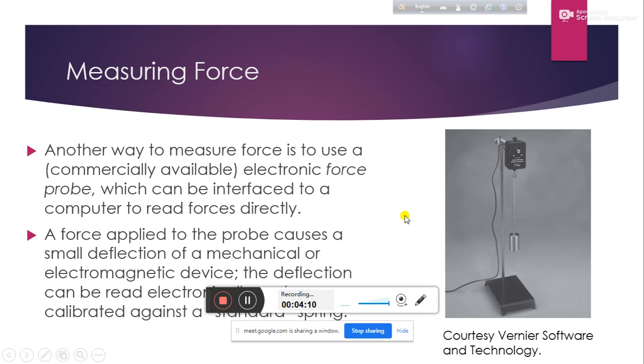If it is already known to us that this much potential is for that much force, then only by reading the potential, only by reading the voltage difference, we can get an idea that this much force has been applied. By following this principle, we can measure forces.